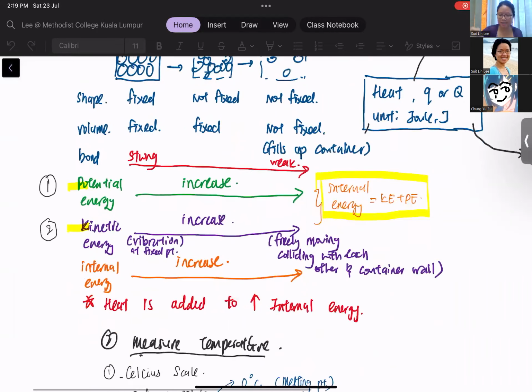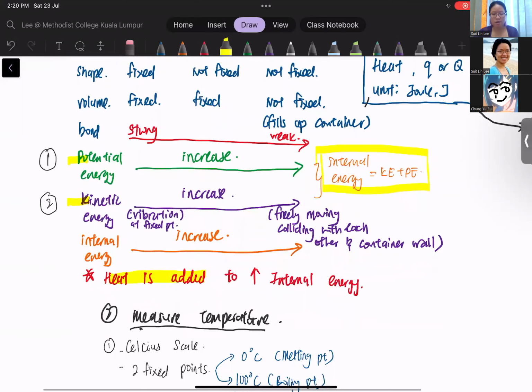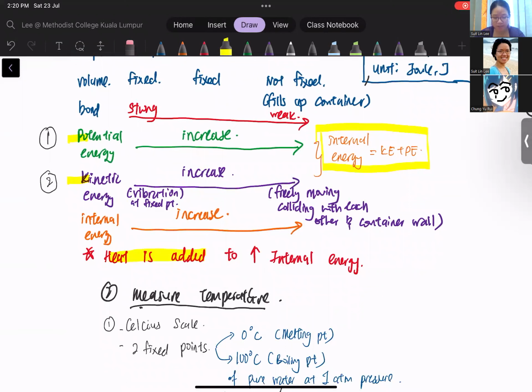So when we say we add heat, if you look at this point here, heat is added. Today, we're going to look at how to calculate the amount of heat needed to change the temperature of an object and then to change the state of an object. Because when we add heat to the system, the energy increases.